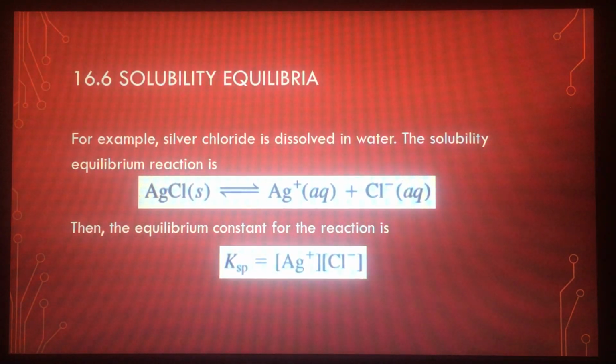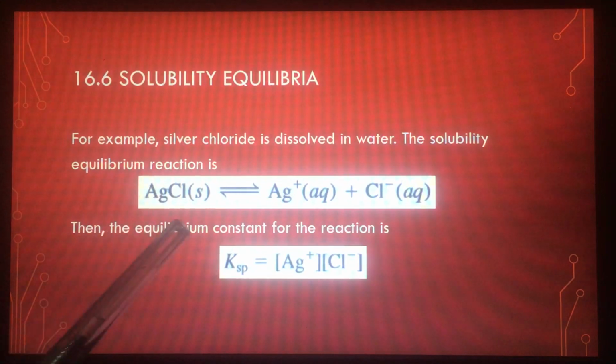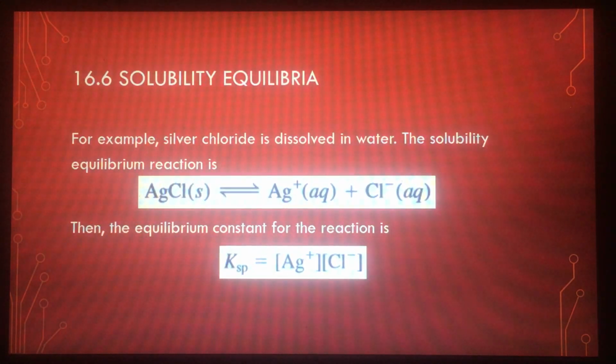Okay, so if we are going to write the K, or the equilibrium constant for this reaction, it is only the concentration of silver ion times the concentration of chloride ion. Again, we do not write the solid silver chloride since it does not change its concentration abruptly.